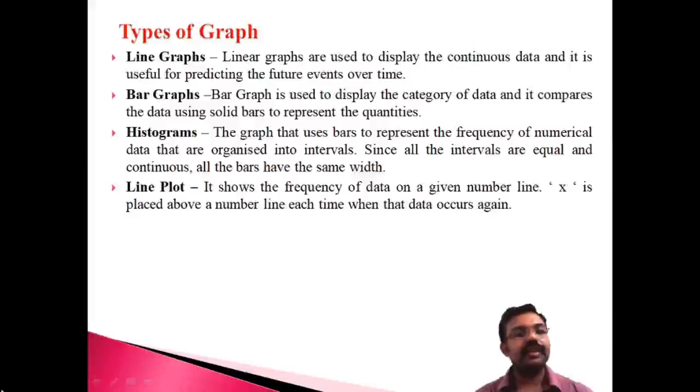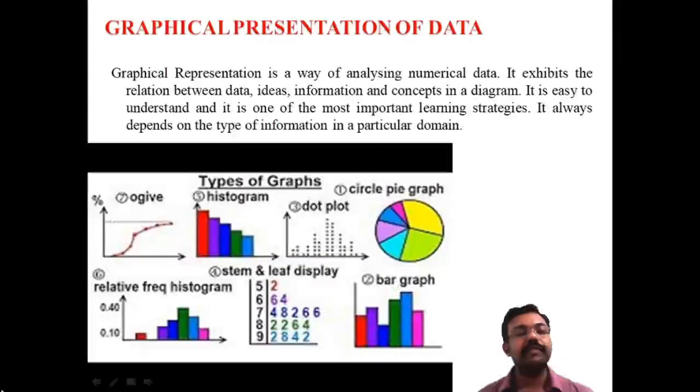What are the different types of graphs? You are already familiar with different types of graphs. There is a line graph, a bar graph, a histogram, and the line plot. In the previous diagram, you can see the line graph and the histograms.